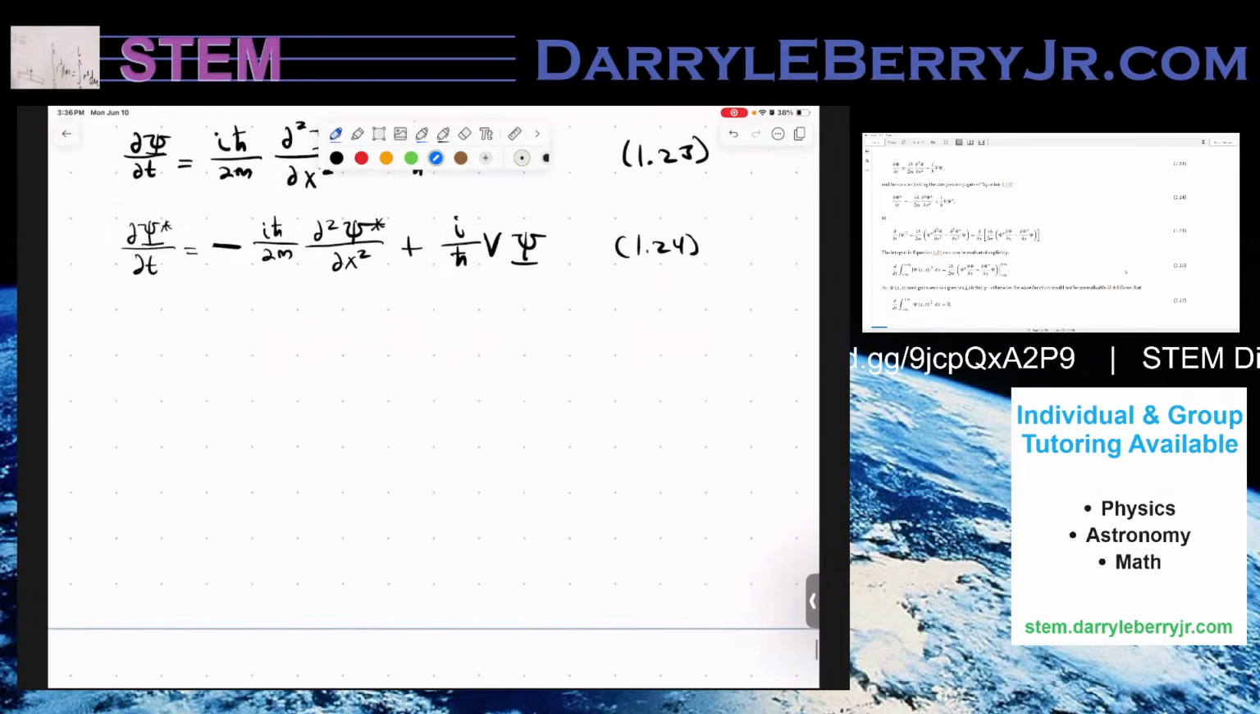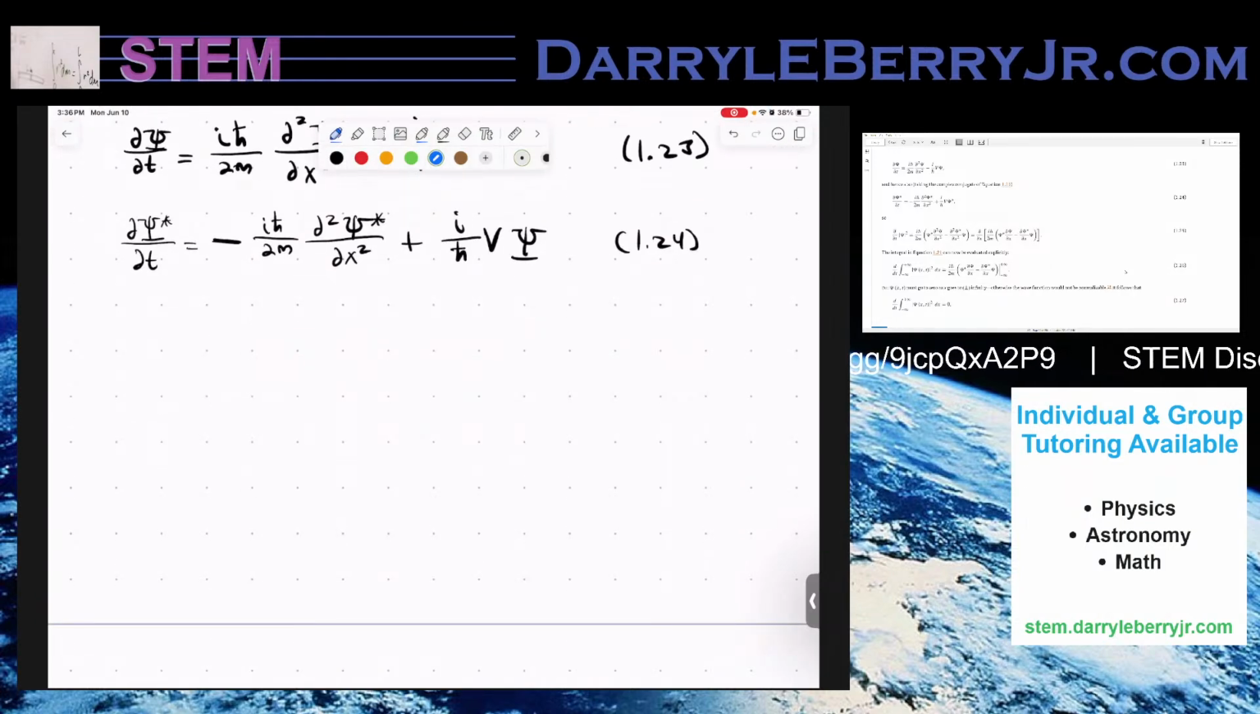Thus, for 1.25, it says partial derivative with respect to t equals i h bar over 2m.